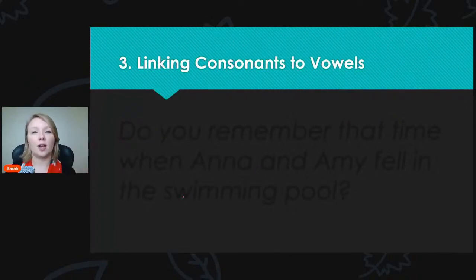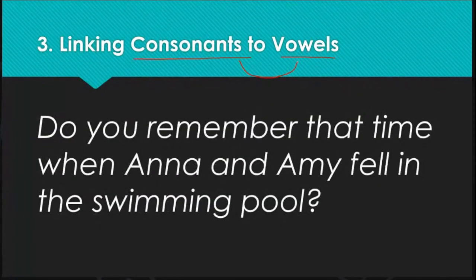Linking consonants to vowels. So remember, vowels are A, E, I, O, U. This is when a word ends in a consonant like T or D or B, the next word starts with a vowel, A, E, I, O, U, and we link them. So let's look again at our sentence that we started with.